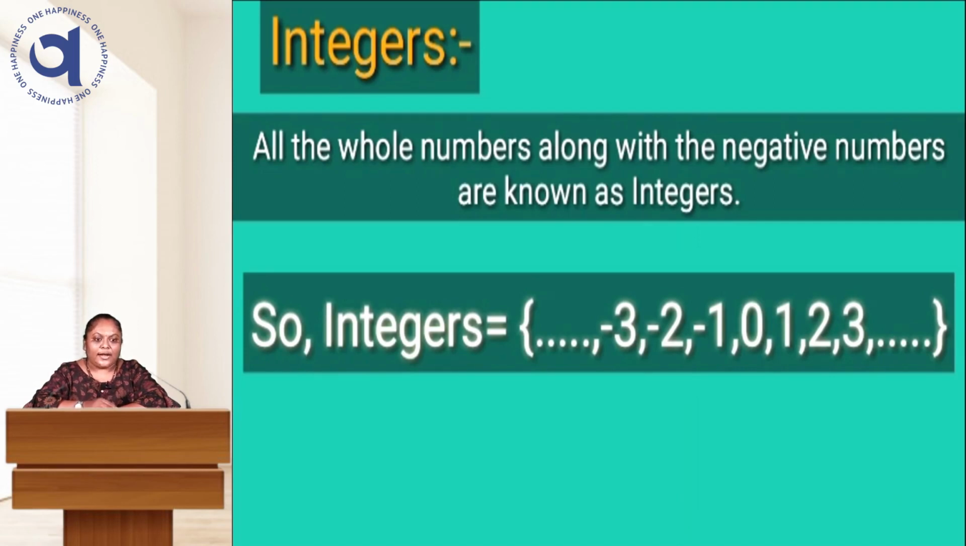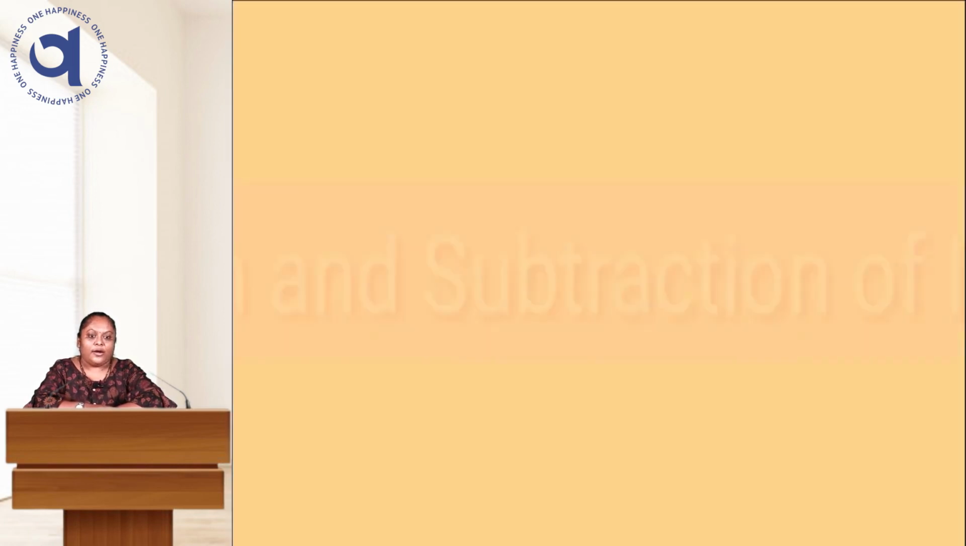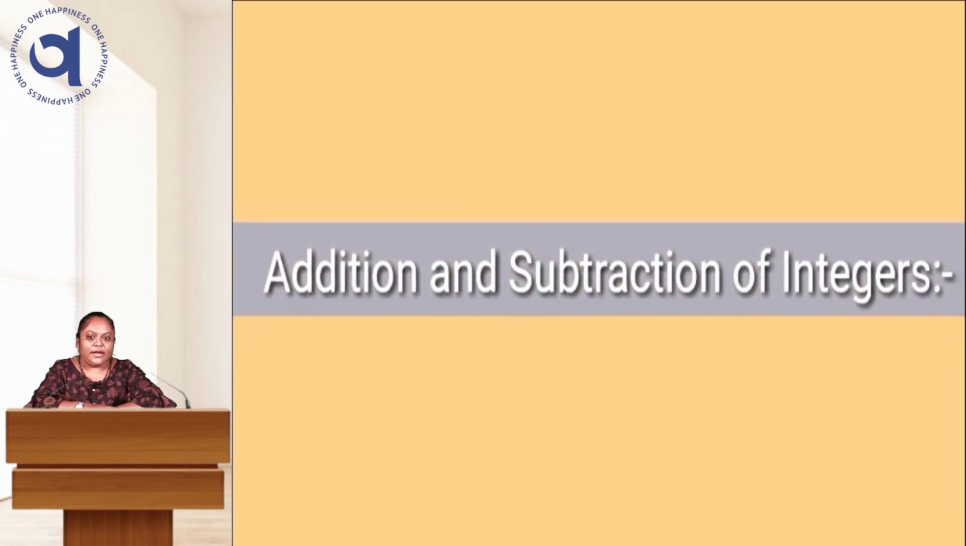So, it goes on endlessly, infinitely on both the sides, for positive integers and negative integers also. Now, what is integer for number line? See how number line is formed. All the positive integers are on the right hand side and all negative integers are on the left hand side. And in between there is a 0. Now 0 is neither positive nor negative. 0 does not have any positive or negative sign. On right hand side positive, left hand side negative integers.